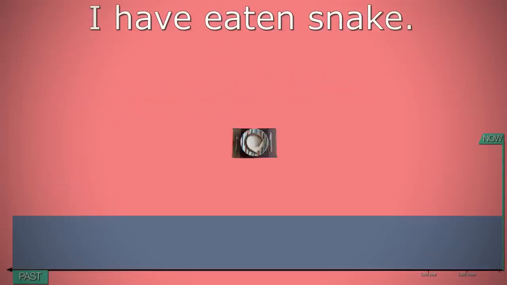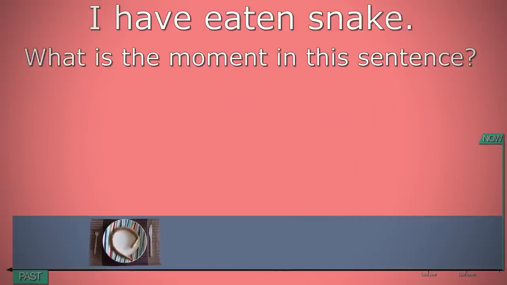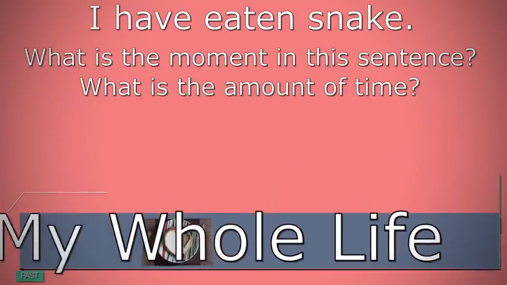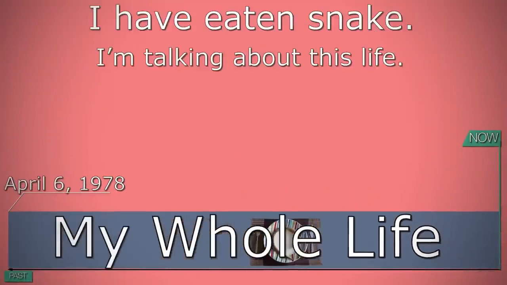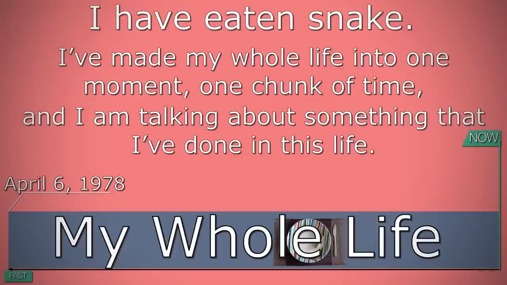I have eaten snake. What is the moment in this sentence? What is the amount of time? My whole life. I'm talking about this life. So I've made my whole life into one moment, one chunk of time, and I'm talking about something that I have done in this life.